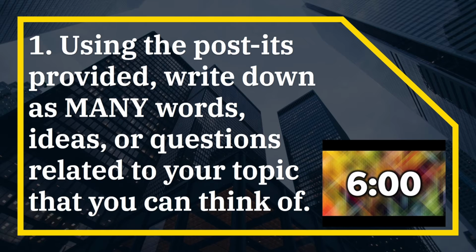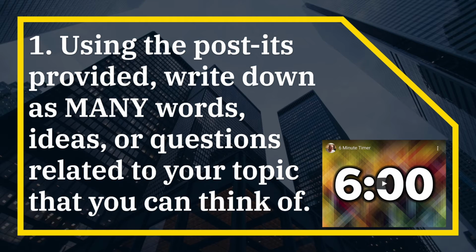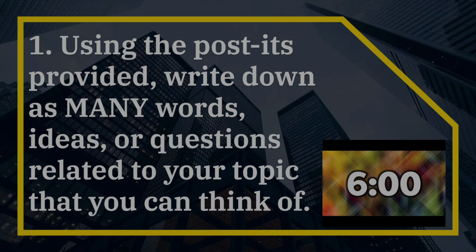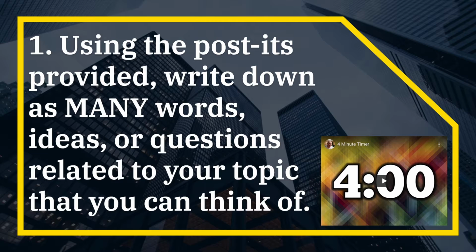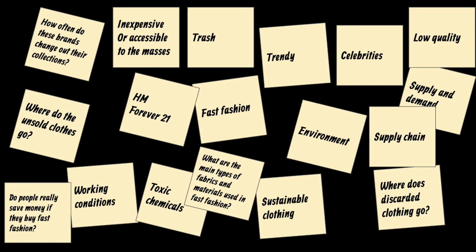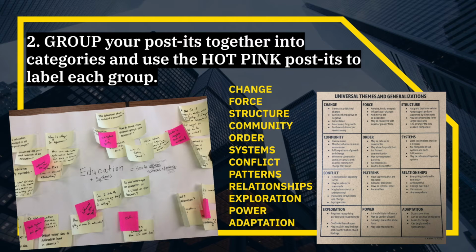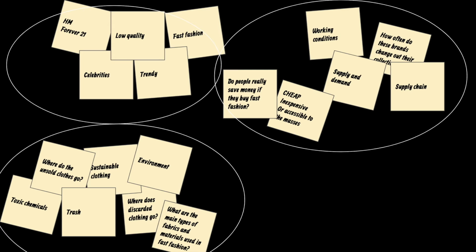What we did as a class together was we gave every group about 6 minutes to come up with different words and topics, questions, and ideas that are related to your individual topics. So for example, I did a sample one on fast fashion. And then I came up with a bunch of post-its that relate to fast fashion. And then I had you guys start categorizing those post-its and coming up with ways that they relate to each other. And then we started to categorize them by topics.